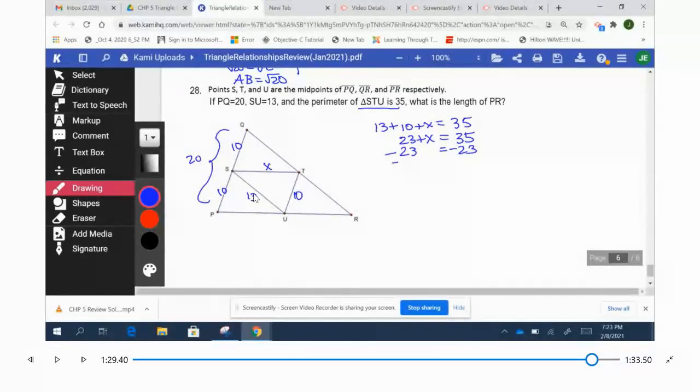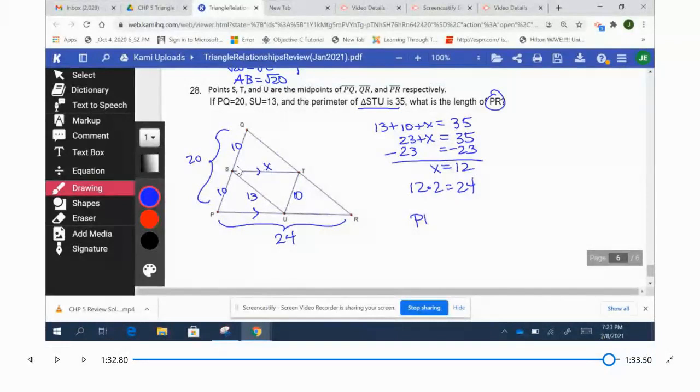What I'm doing right now is utilizing that the three sides in this small triangle are supposed to add to 35. That's a perimeter. I'm choosing to do it algebraically. You don't have to. You could just say 13 plus 10 is 23, 35 minus 23 is 12. So I'm just getting 12 algebraically, not necessary.